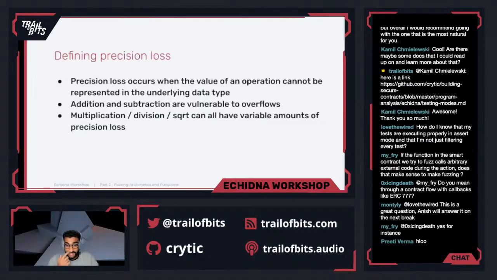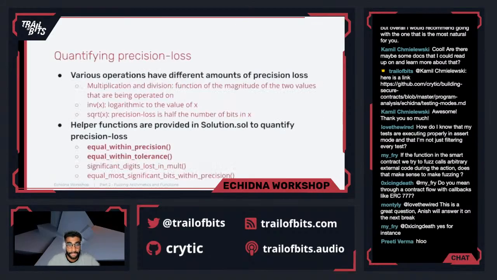Things like multiplication and division can all have variable amounts of precision loss. And the biggest reason for precision loss outside of overflows is because you're shifting bits. You're literally moving bits from one place to another, and because you're moving things from one place to another, you might break out of the bounds of your data type. So how do you quantify precision loss? Various operations, like I said, have variable amounts of precision loss.